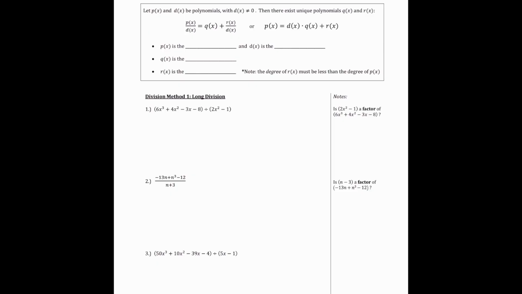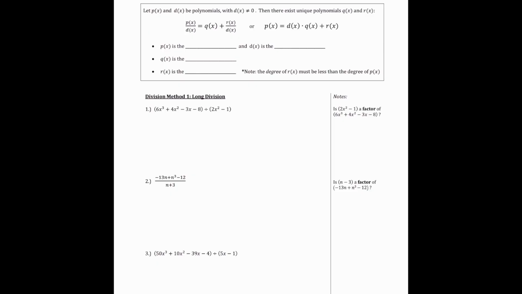So let's get started. Let p of x and d of x be polynomials with d of x not equal to 0. Then there exist unique polynomials q of x and r of x such that p of x divided by d of x is equal to q of x plus r of x divided by d of x, or the equivalent form, p of x is equal to d of x times q of x plus r of x.